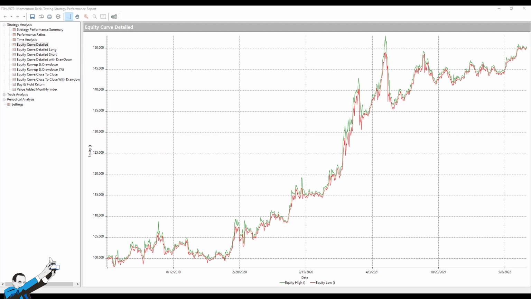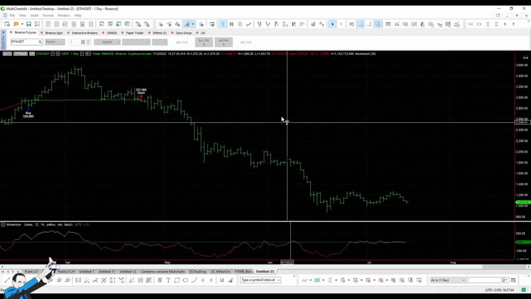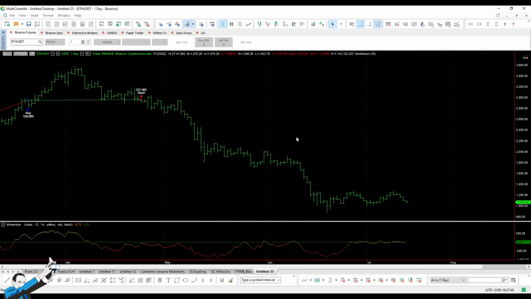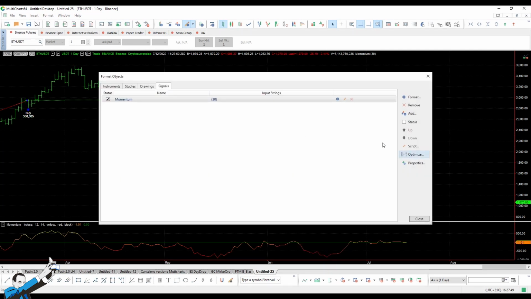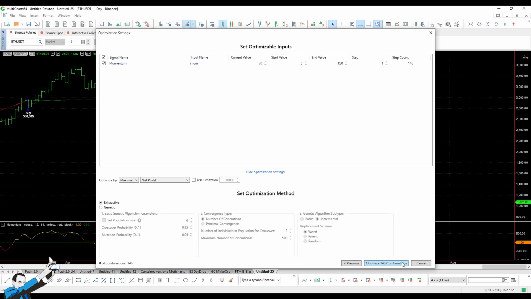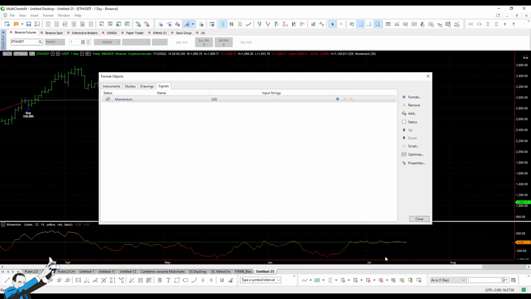Okay. Now, at this point, a newbie might perhaps be led to think that this indicator is quite good and might be a good entry signal. But let's take a look at this in more detail. For example, let's try to do a parameter optimization to evaluate its stability. So we can ask MultiCharts to do an exhaustive optimization and optimize the momentum from 5 to 150 periods. Let's run the optimization on MultiCharts and see the results.